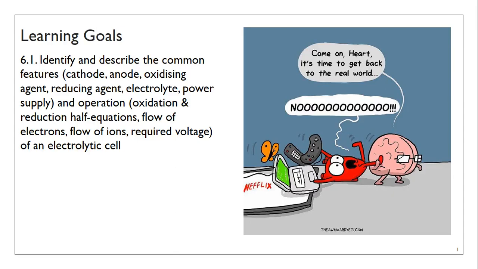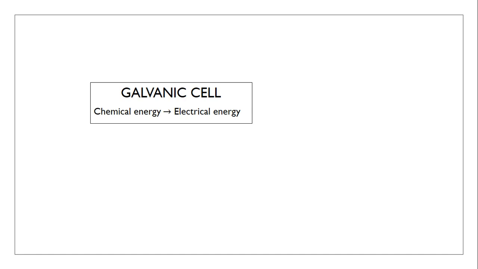In this video, I will be discussing dot point 6.1, which is the common features and operation of an electrolytic cell. Before we start, let's just do a quick recap of what we've done last term. So we looked at galvanic cells last term. Just a reminder to everyone that a galvanic cell is essentially a device that converts chemical energy to electrical energy. So you generate a flow of electrons.